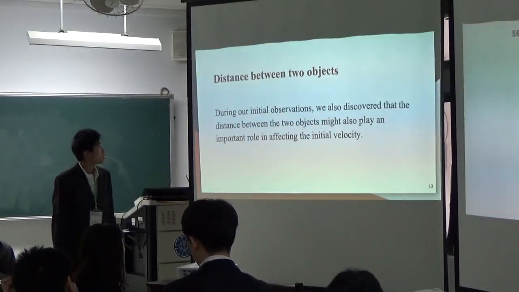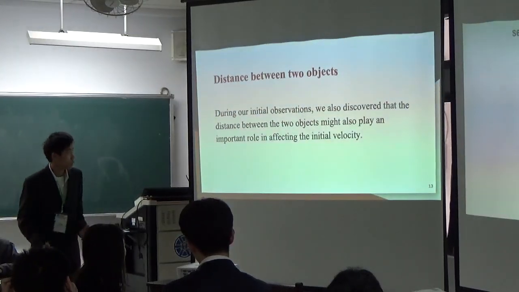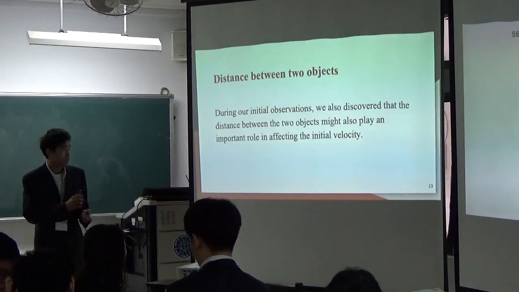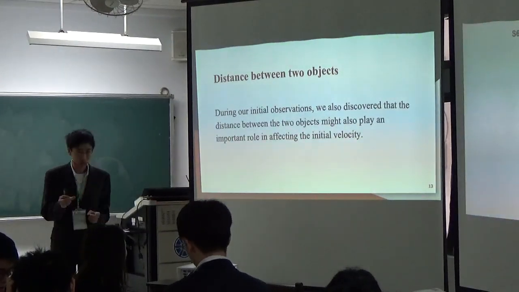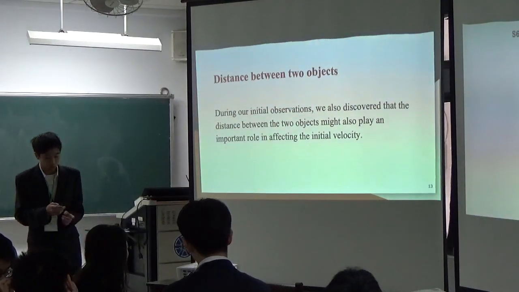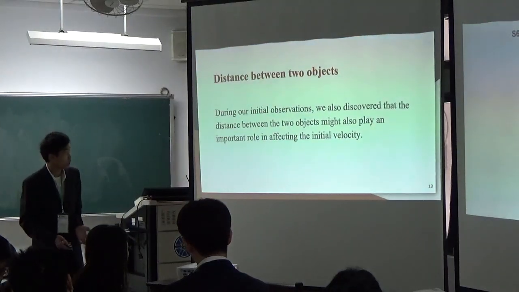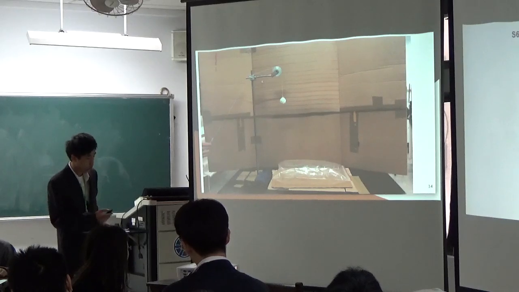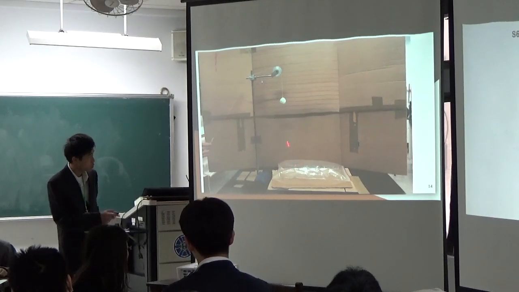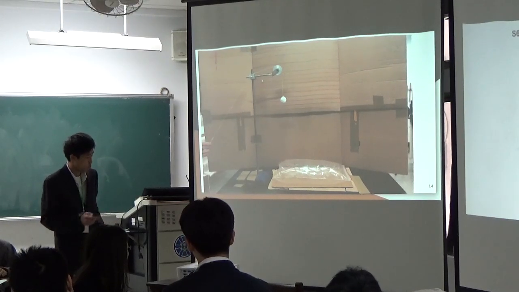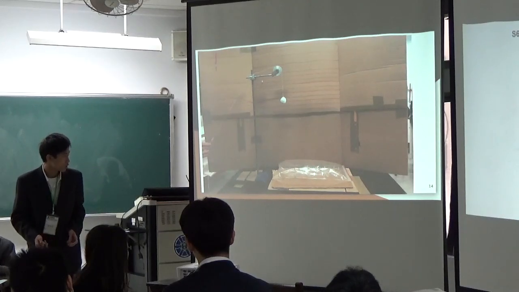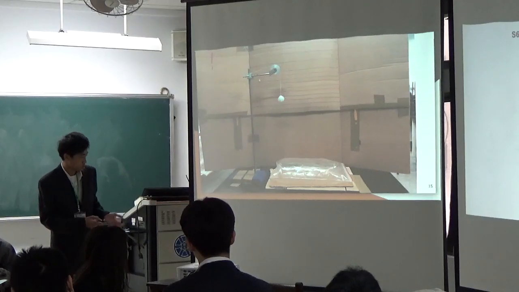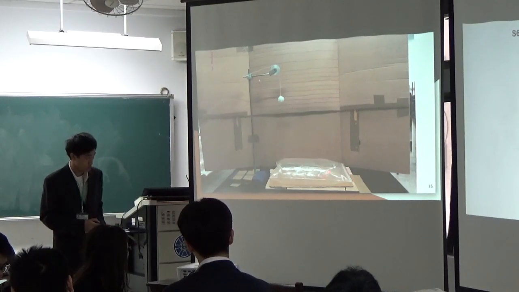We also discovered that by changing the distance between the two objects, the contact point of M1 and the original position of M2, it also affects the initial velocity. So let's take a look at our video. This one is where the contact point is very close. This is M2. This is the contact point of M1. So it barely catapults away. And this is when it's, I think, 20 centimeters apart.